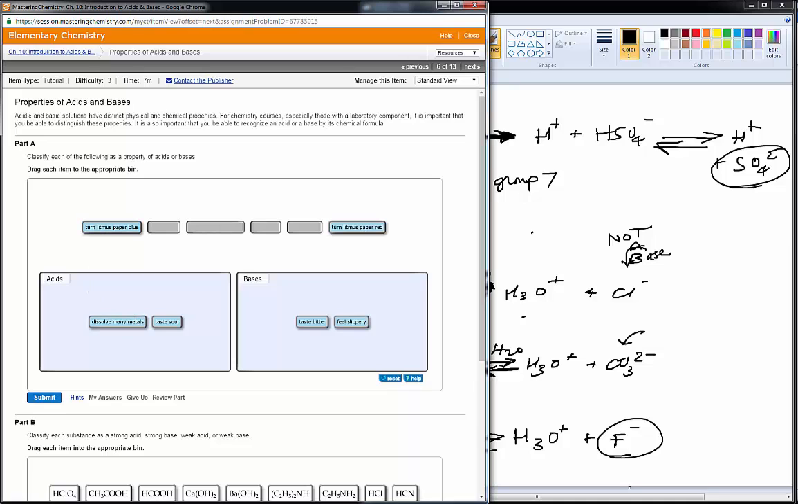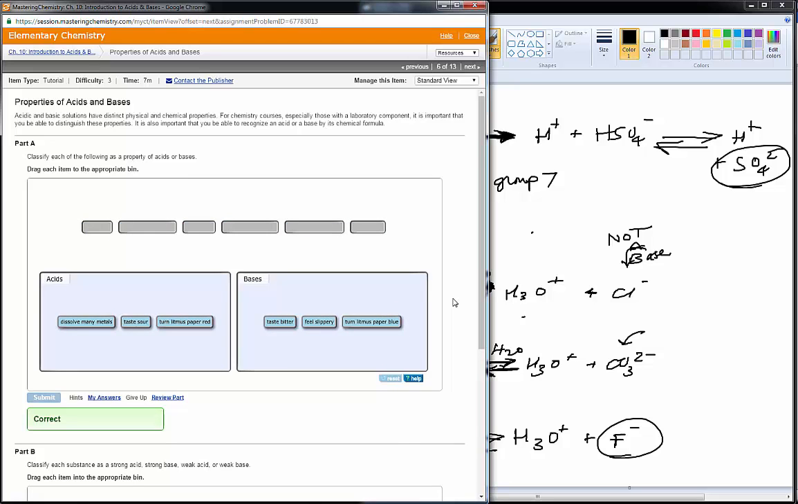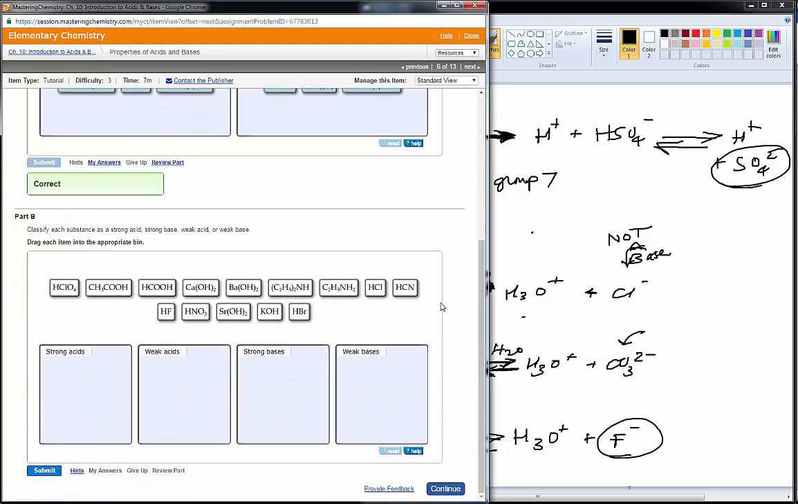All right, in terms of litmus paper, this is really interesting: litmus paper actually comes from a kind of lichen. That's where the litmus dye comes from. It turns red under acidic conditions, and blue under basic conditions. Bet you didn't know that came from a lichen. That's kind of an interesting bit of trivia.